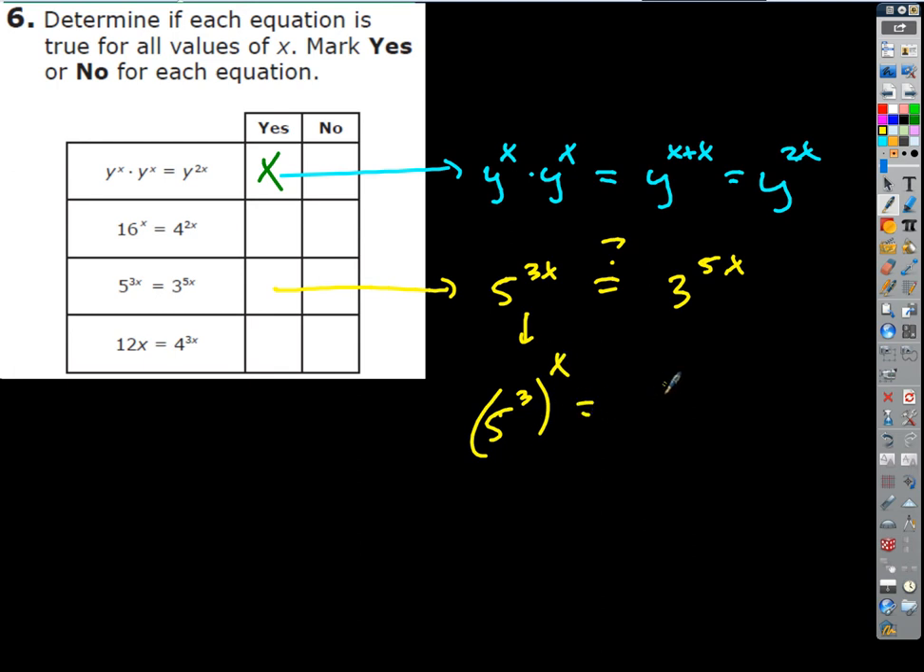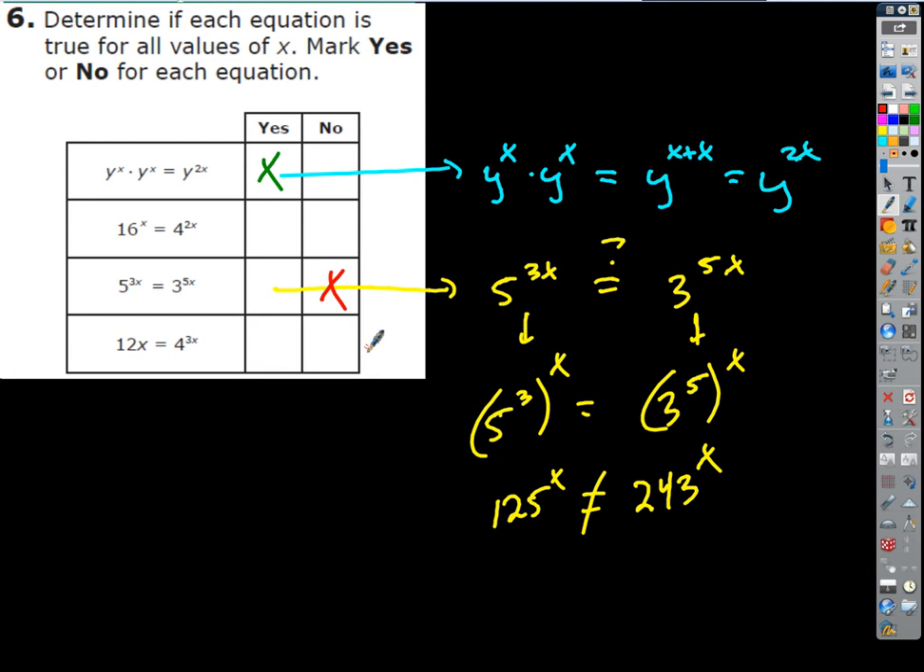How about over here? Well, this would be the same thing as saying 3 to the 5th to the x. Well, that's 15. Actually, no, it's not. 5 cubed is 125, so 125 to the x. 3 to the 5th is 243. They're not equal. 125 to the x is not the same thing as 243 to the x. So that one is a no.